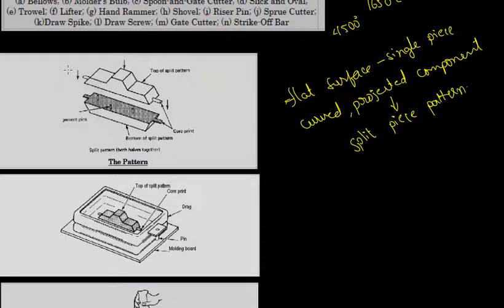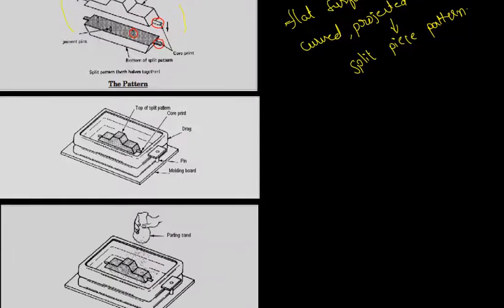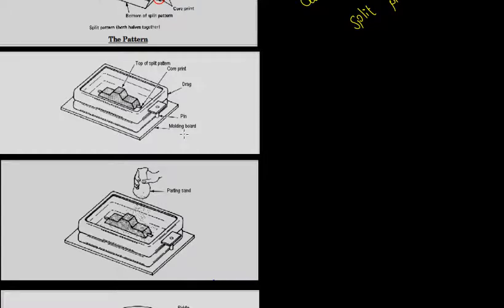This is the split piece pattern photo, right? Generally, pattern is integrated with core prints, right? These are the core prints, and these are some guiding pins to exactly match the top part with the bottom part. And then first the molding body is placed in the ground, and then it is clamped with the drag box.